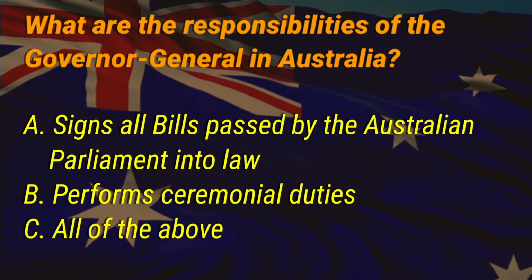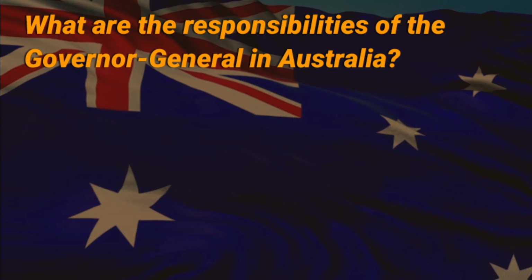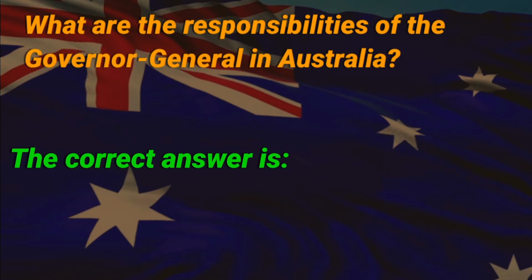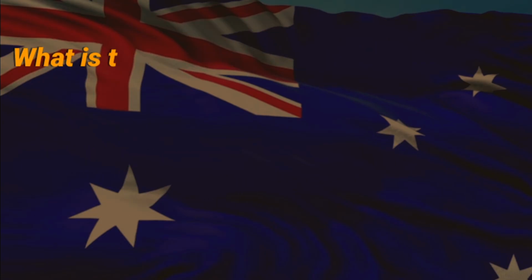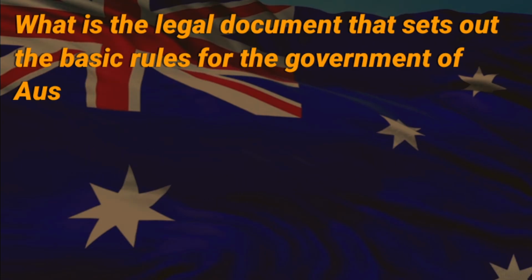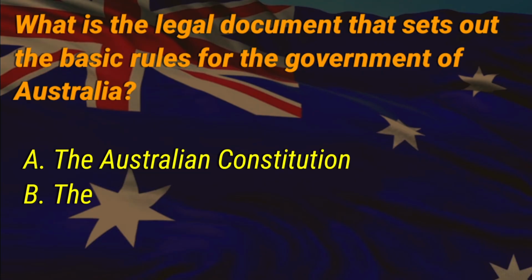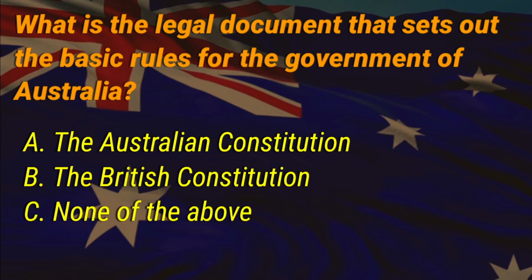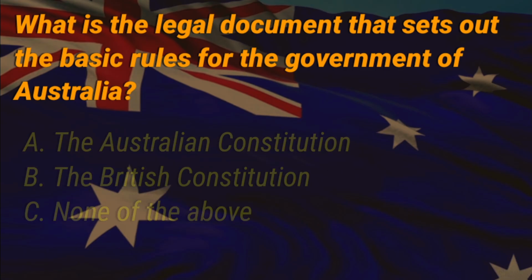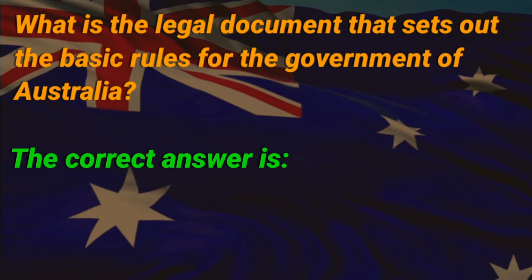A. Signs all bills passed by the Australian Parliament into law, B. Performs ceremonial duties, C. All of the above. The correct answer is all of the above. What is the legal document that sets out the basic rules for the government of Australia? A. The Australian Constitution, B. The British Constitution, C. None of the above. The correct answer is A.